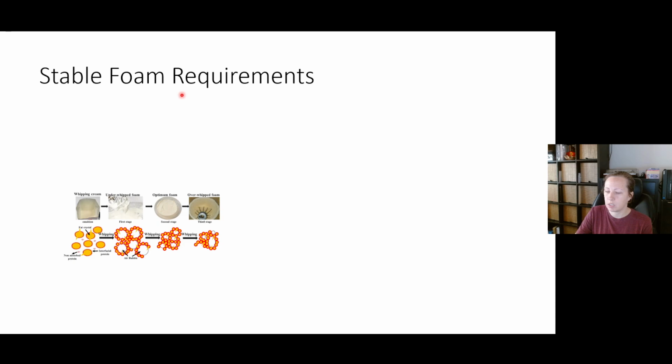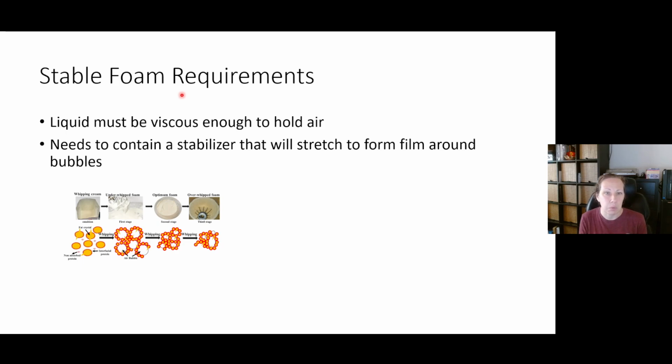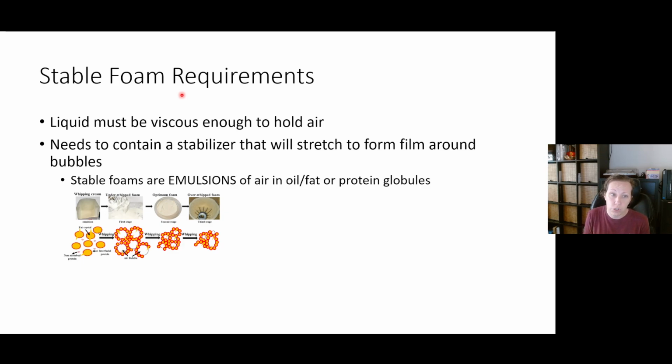So what are the requirements for a foam to be stable? Well, the liquid must be viscous enough. It must be thick enough to hold that air. Okay, so we think about a soda, that liquid is not thick, right? And that is why that air just eventually comes out of the foam. It needs to contain a stabilizer that will stretch to form a film around the bubbles. And so stable foams are actually emulsions of air in oil or fat or protein globules. Okay, that stabilizer is the oil or the fat or the protein, one of the two.